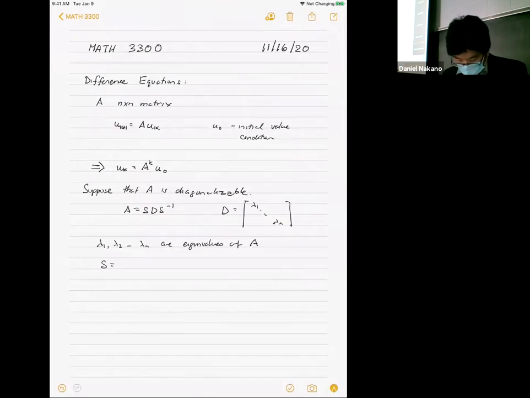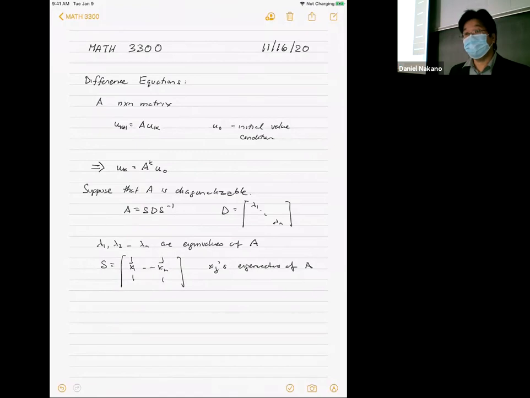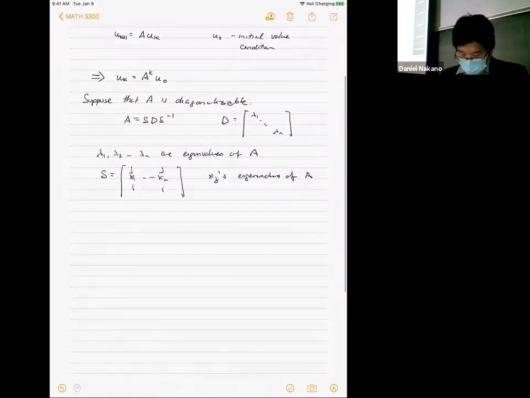So S is going to look like x1 up to xn, where the xj's are eigenvectors of A. x1 is an eigenvector with eigenvalue lambda 1, x2 is an eigenvector with eigenvalue lambda 2, et cetera. Now we can formulate S inverse times u_0, and we get another vector c1 up to cn.